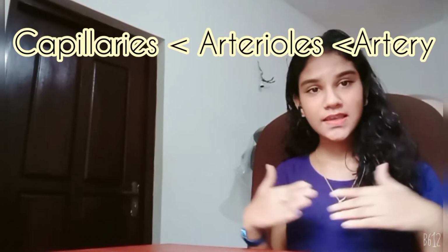Inside an organ, the artery is divided into arterioles, and then these arterioles are divided into capillaries. It means that by a collection of capillaries, an arteriole is formed, and by the collection of arterioles, an artery is formed. So that's the link between these arteries, arterioles and capillaries.